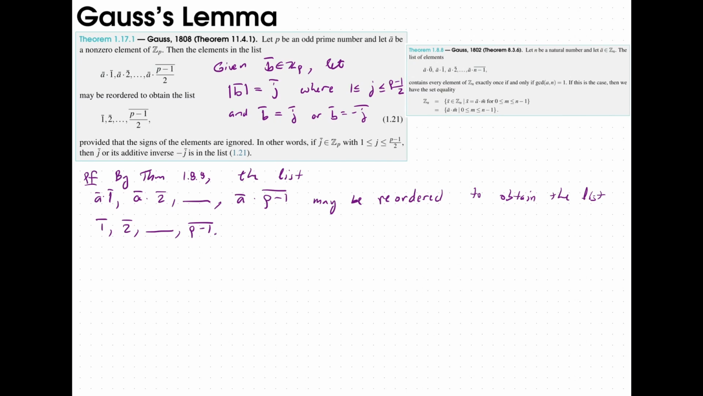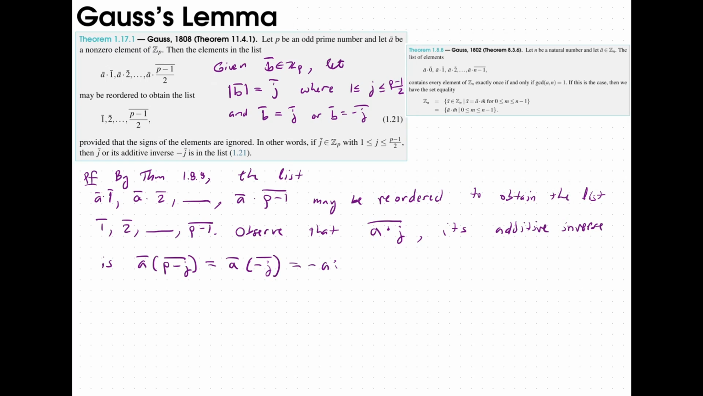So next thing, now let's make the following observation. If we have a times j bar, its additive inverse is going to be a bar times p minus j bar, because this is going to be a bar times minus j, because p is going to be 0, and so we have minus aj bar. So we have that the additive inverse of a times j is negative aj bar. And so as a consequence, let's consider k bar is equal to a times j.